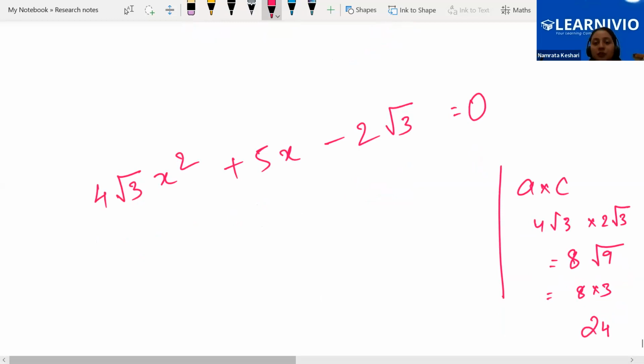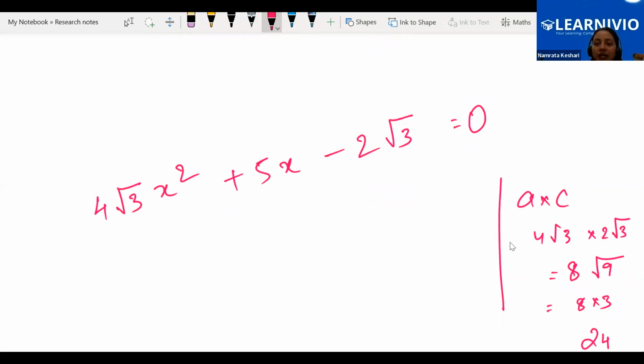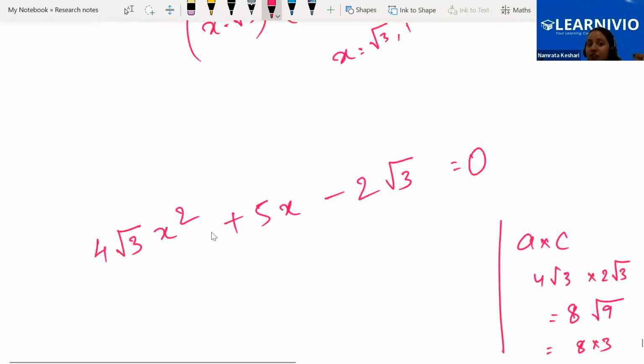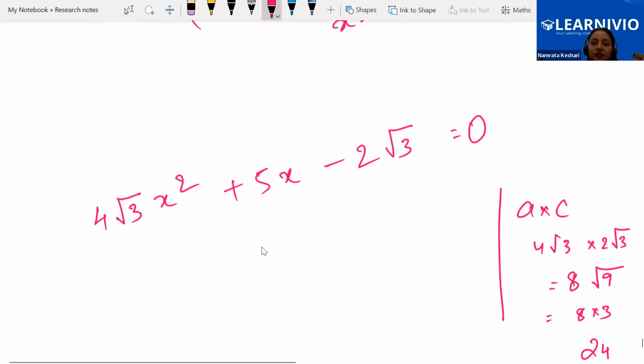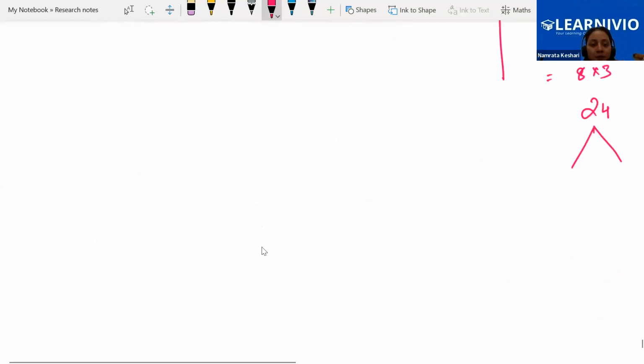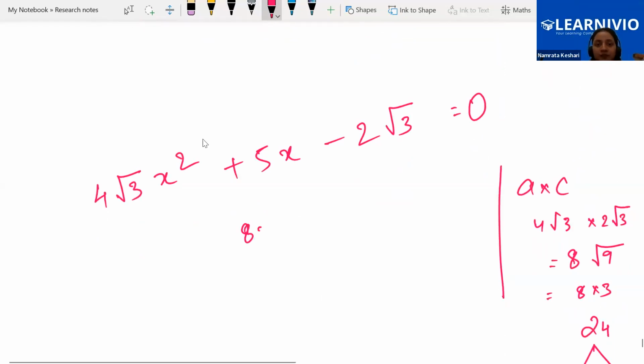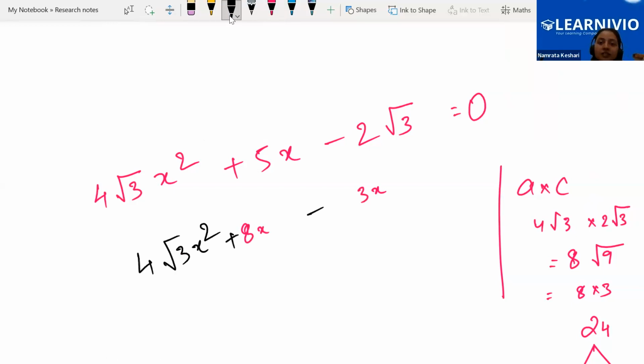Now let's split this 24 using two numbers which added together or maybe subtracted will generate 5. 8 and 3 only we can take. Let's use it. So it will be plus 8x minus 3x. Perfect. Now taking the common factor, that is the main concern, the important part.